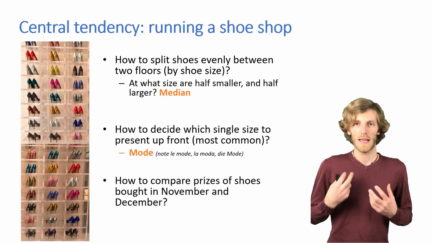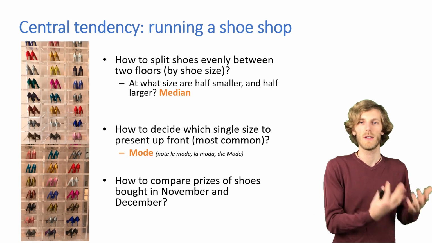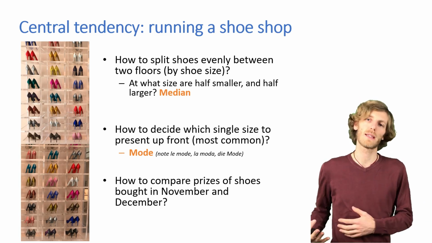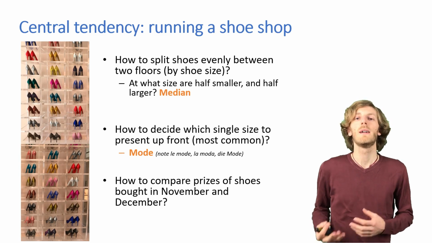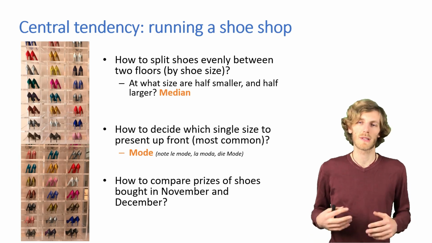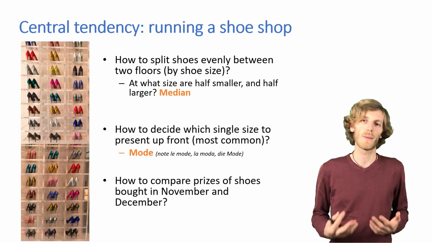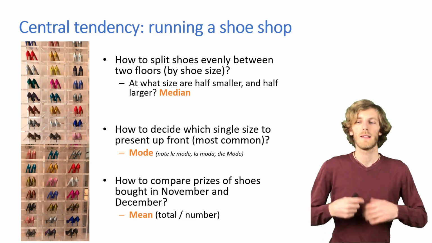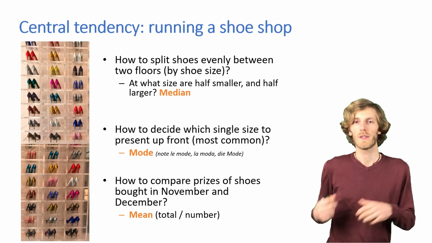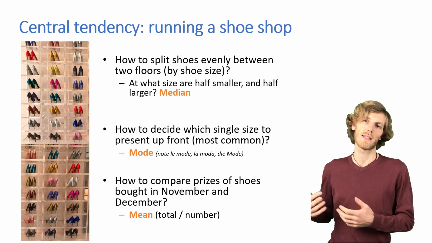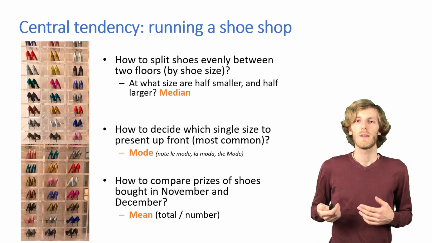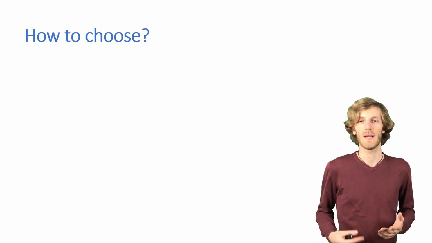And then if we actually want to compare whether more expensive shoes, whether the shoes bought in December were more expensive than the ones bought in November, it makes sense to use the mean, what we probably commonly understand as the average. And that's the total divided by the number. So our total shoe sales divided by the number of shoes that we actually sold. How do we choose between these three measures?